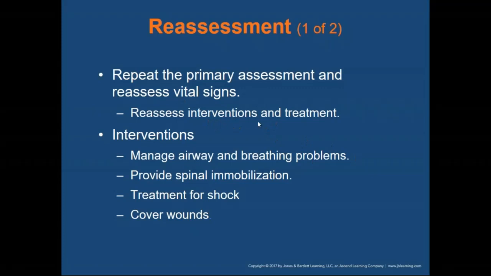We're going to reassess all of our interventions and treatments. Maybe there was an abdominal evisceration, and we put that moist dressing over the protruding loops of bowel, and then we tape it. So where are we going to get this big occlusive dressing? We're going to use a multi-trauma dressing, that great big gauze pad. We're going to use that on these abdominal eviscerations. We're going to wet that, put it over that evisceration.